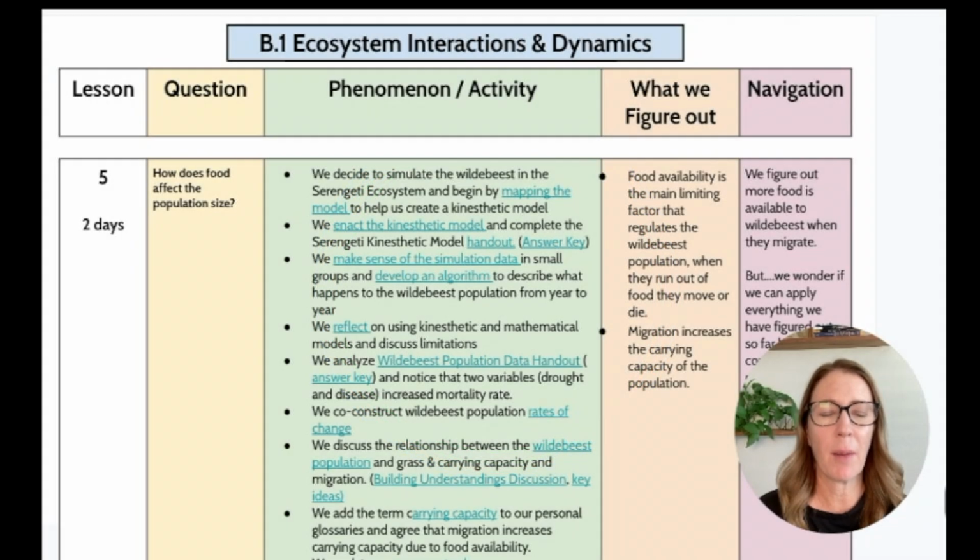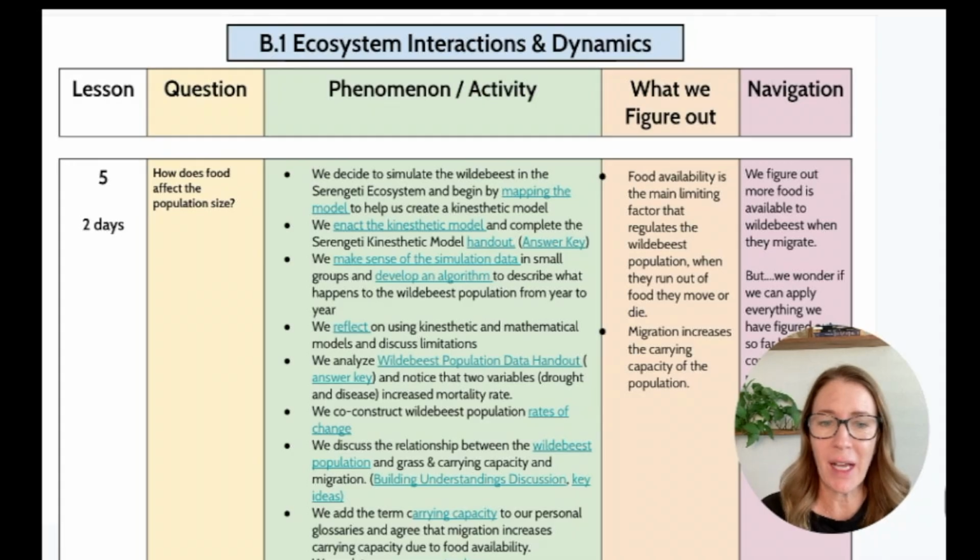In this video, I'm going to walk you through Lesson 5 of Unit B1. First of all, we ended Lesson 4 by creating a consensus model, and we're talking about food, which is the grass that wildebeest eat as they migrate.